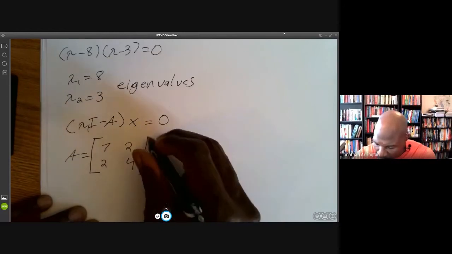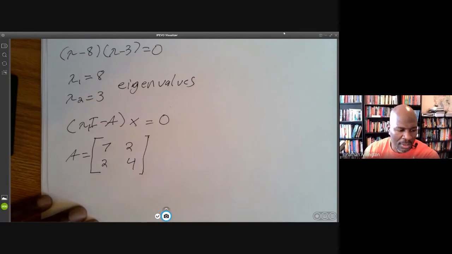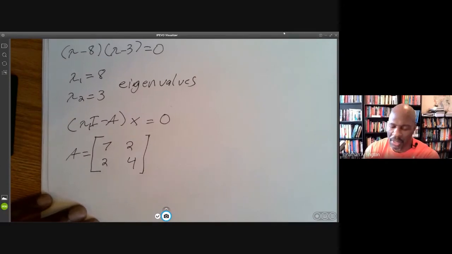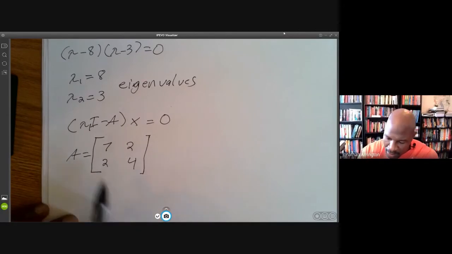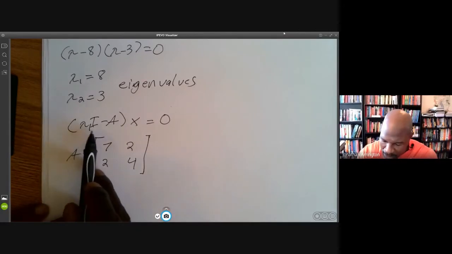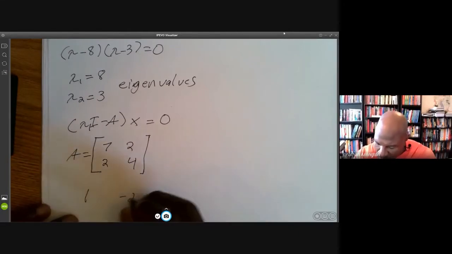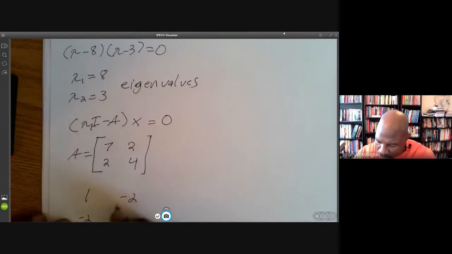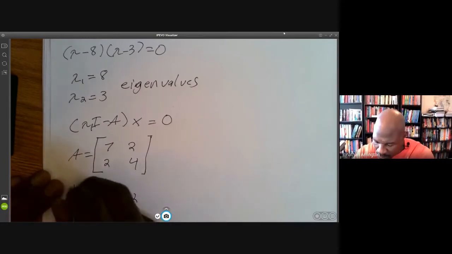So what we're going to do is subtract. We're going to do 8 minus the values on the main diagonal, and the other entries in the matrix are simply going to change signs from being subtracted. So lambda 1 I minus A would be 8 minus 7, which is 1, negative 2, negative 2, 8 minus 4, which is 4. There is that result there.